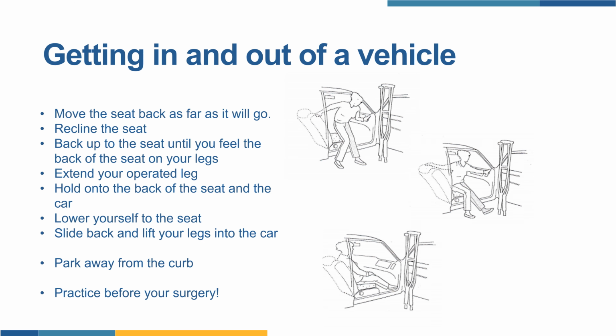Follow these instructions to learn how to get into your car. Move the seat back as far as it will go. Recline the seat. Back up to the seat until you feel the back of the seat on your legs. Extend your operated leg. Hold on to the back of the seat and the car. Lower yourself to the seat. Slide back and lift your legs into the car.